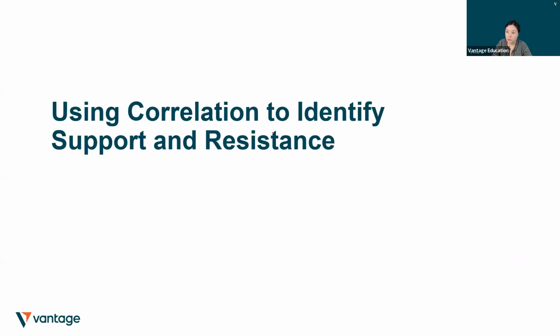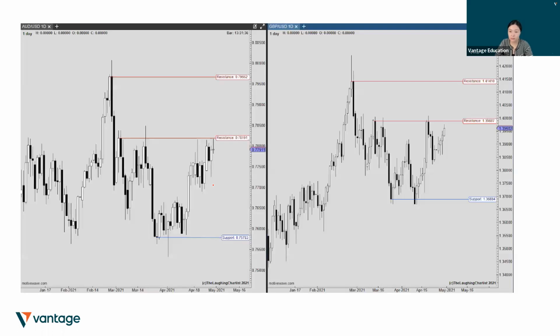So, using correlation to identify support and resistance. Most traders will be able to identify a support and resistance, right? So how do we actually use correlation to identify it? For example, we are taking a look at our AUD USD and my GBP USD. Now, can you see a similarity between both of the charts? Right, they move quite similarly, but not identical. So I wouldn't say they are very, very strongly correlated, but the overall chart movement is similar.